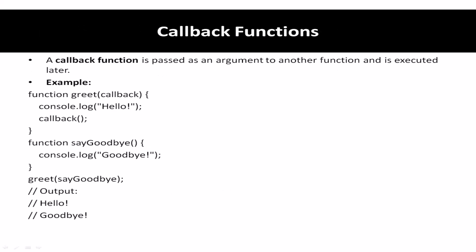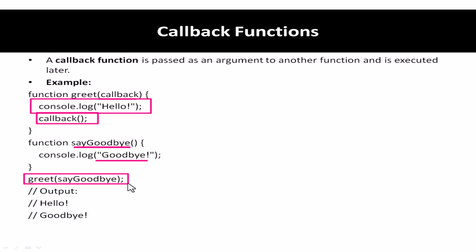Next, callback function. A callback function is passed as an argument to another function and is executed later. For example, here function greet takes a callback. Greet is the name of the function. Inside the function we use the callback. We print console.log hello, then call the callback. The other function is sayGoodbye, and inside it console.log goodbye. Then we call greet with sayGoodbye.